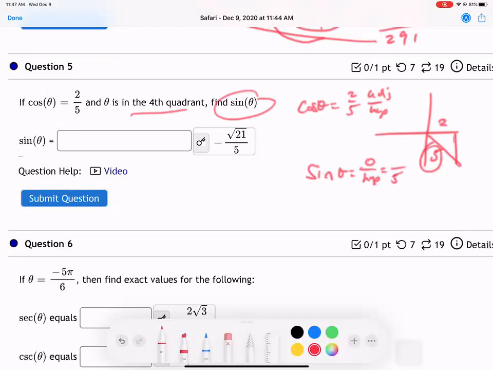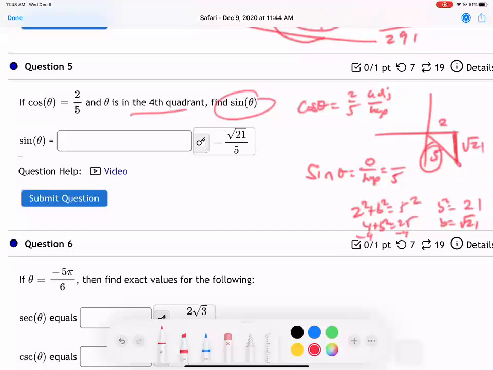Now, what's the opposite? To find the third side of this right triangle, we need to use the Pythagorean theorem. 2 squared plus b squared is equal to 5 squared. That's 4 plus b squared is equal to 25. Minus 4 from both sides. 25 minus 4 is 21. b squared is equal to 21. b is equal to the square root of 21.